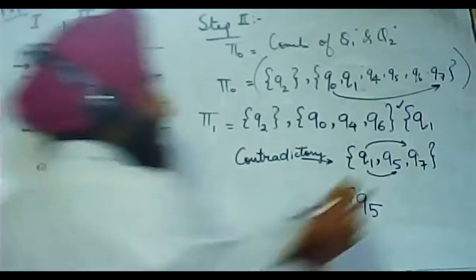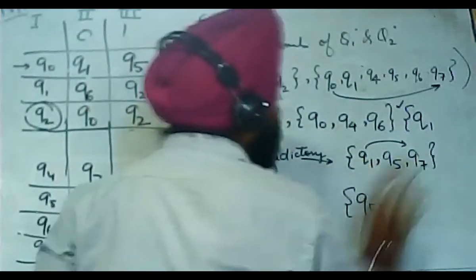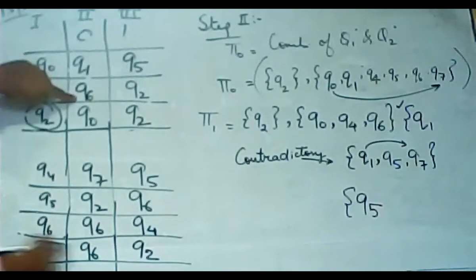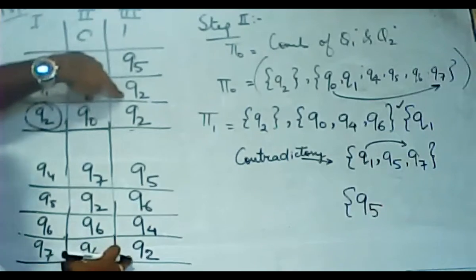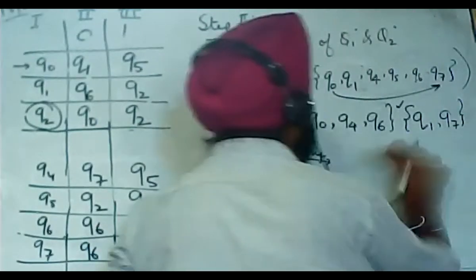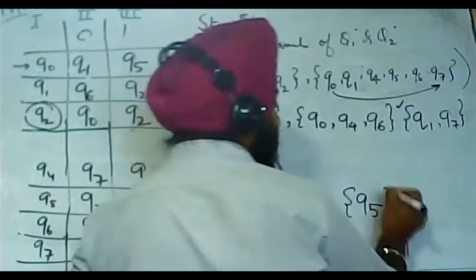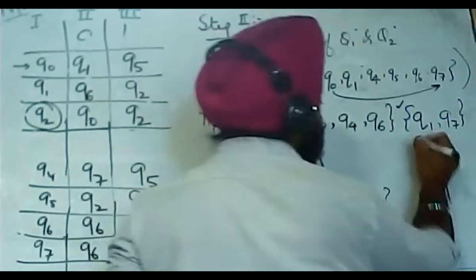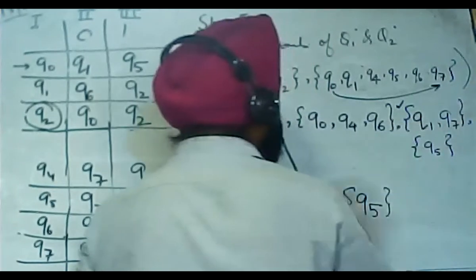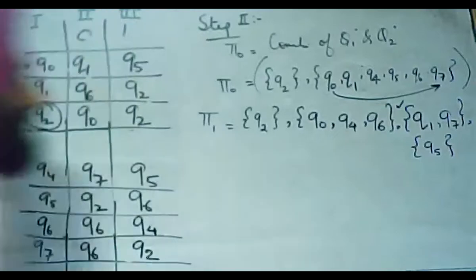Next comparison is between Q1, Q7. So Q1 is there, Q7 is there. Q6 and Q6, same value. There will be no contradiction in this case. 2 and 2, again, no contradiction. So Q1, Q7 will be written. So this will be eliminated and Q5 single state set, it will be written after this. So your pi 1 is completed.